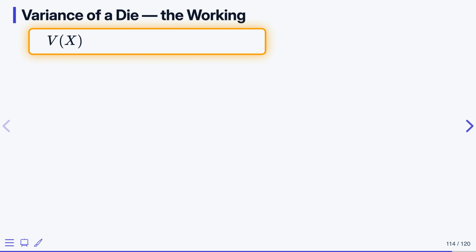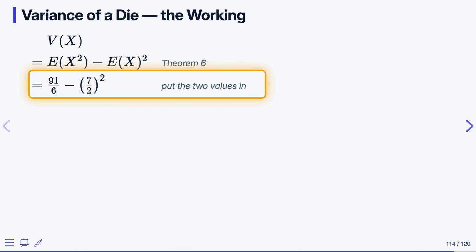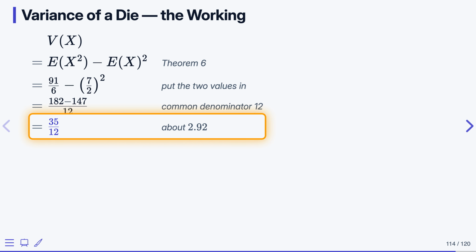We want the variance of x. Theorem 6 again. The expected value of x squared minus the square of the expected value. Put the two values in. 91/6 minus 7 halves squared. Put both over 12. 91/6 is 182/12, and 7 halves squared is 49/4, which is 147/12. Subtract. The variance is 35/12, about 2.92.